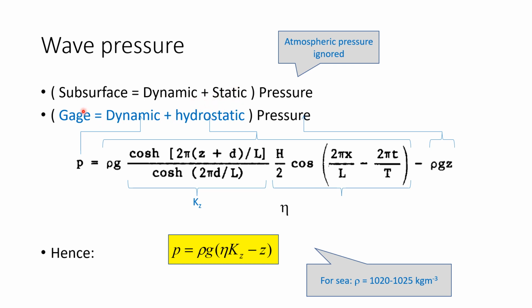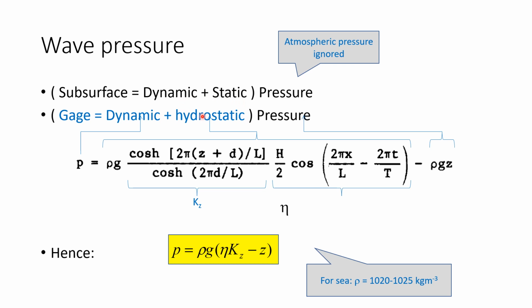Imagine if we put a pressure gauge somewhere in the water column, we will be measuring the hydrostatic pressure plus the dynamic pressure. Hydrostatic pressure is a constant which depends only on water depth, and dynamic pressure is due to the wave, which has an expression which we are getting familiar with.